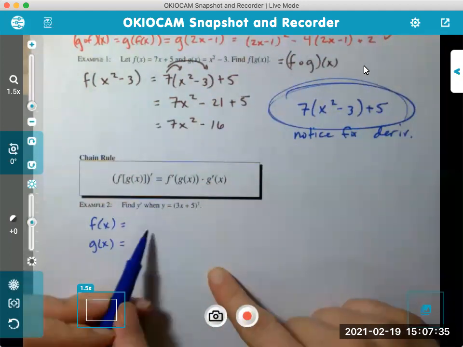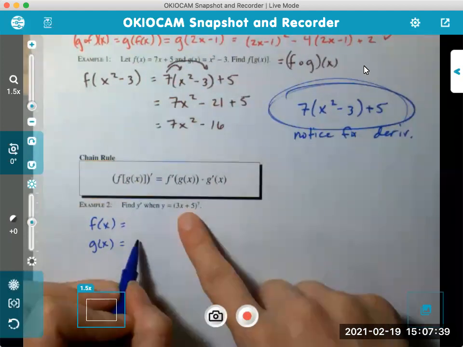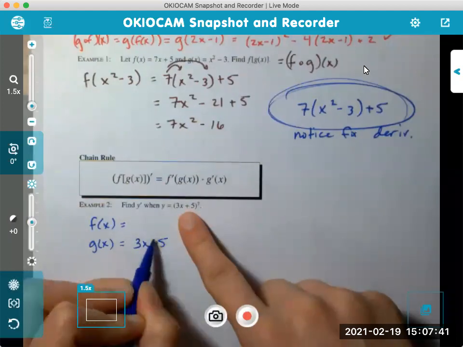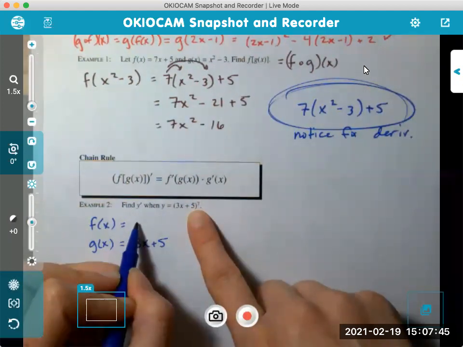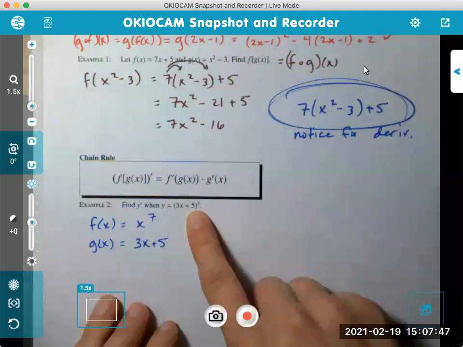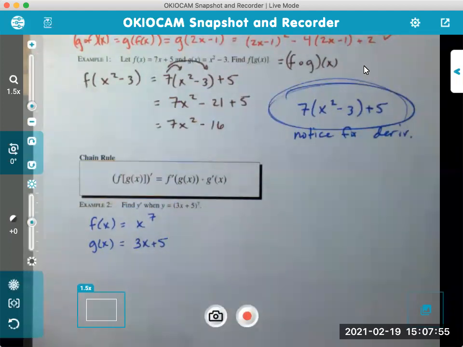So here, for the g of x, I want you to work the inside first. Notice the inside first, that's 3x plus 5. And then the outside would just be x to the 7th, right? Because suppose I cover my finger where g is, and now my finger is the x. So that's why it's x to the 7th.